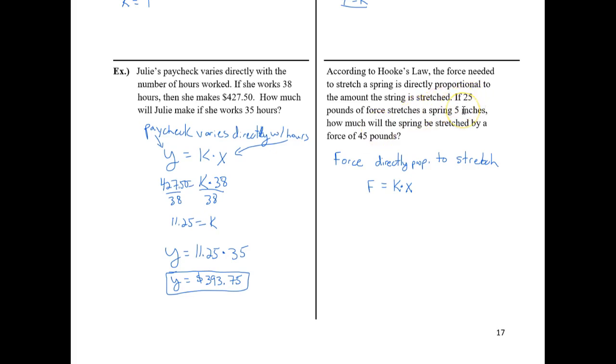So that first half is how we find our variation constant. The force is 25 pounds. Then it stretches the spring 5 inches. We solve for that variation constant and get 5. Now that I know the variation constant, I can find the other half. How much will the spring be stretched by a force of 45 pounds? So now we know the force, we know the variation constant, we don't know how far it stretches the spring. Divide both sides by 5, and we get 9 inches. So if you have 45 pounds of force, it'll stretch the spring 9 inches.